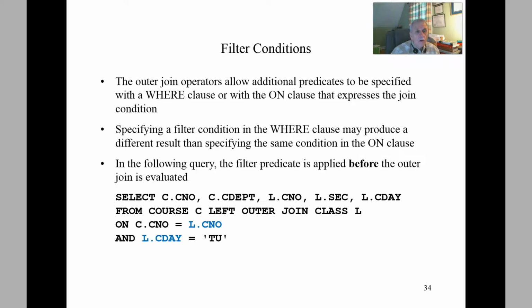So let's take a look at this left outer join and discuss this in some detail. Then we'll show some variations on this and some additional outer joins as we examine very closely the idea of including filter conditions in an outer join. The current query involves the course table and the class table. So let's examine these tables.